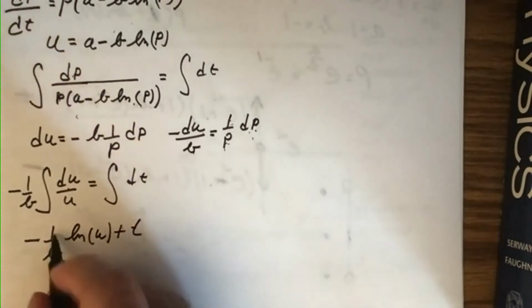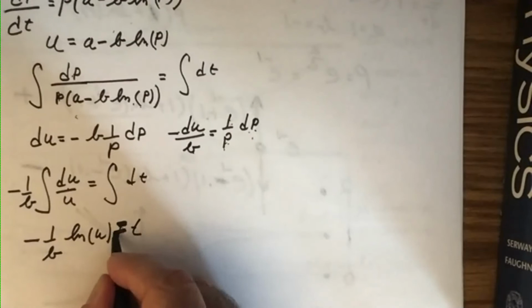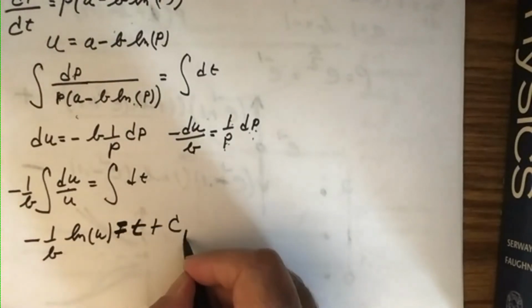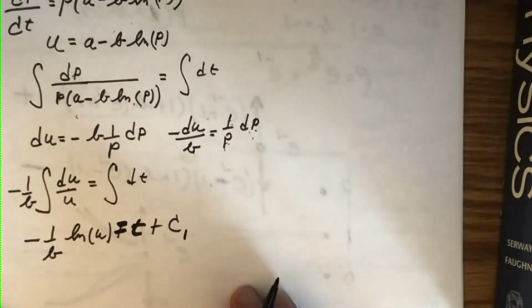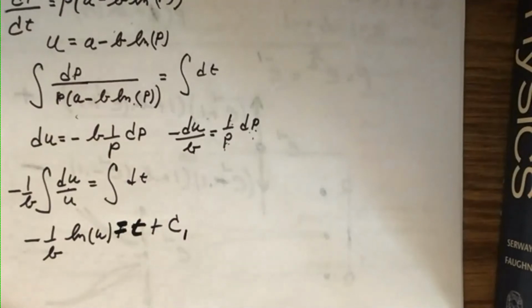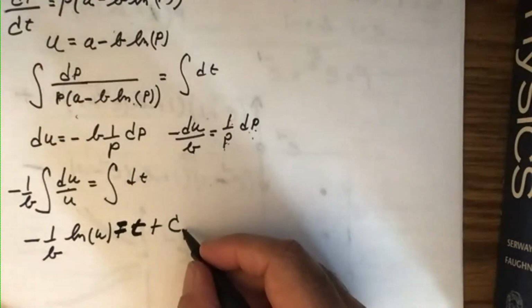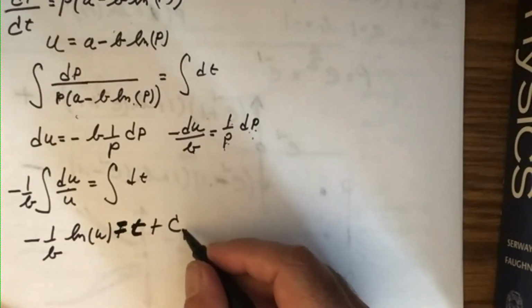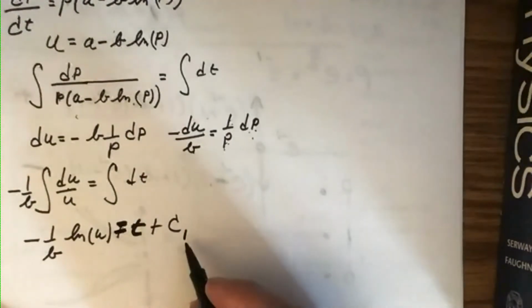Sorry, this is equal to t plus, I'm going to call it c1. We'll see why in a second. Now you may want to say it with a different constant, but it doesn't matter. Remember when we have a constant, it doesn't matter if you make it plus or minus. When you put in the initial conditions, it's all going to work out. I think I showed you that the first week with a problem.